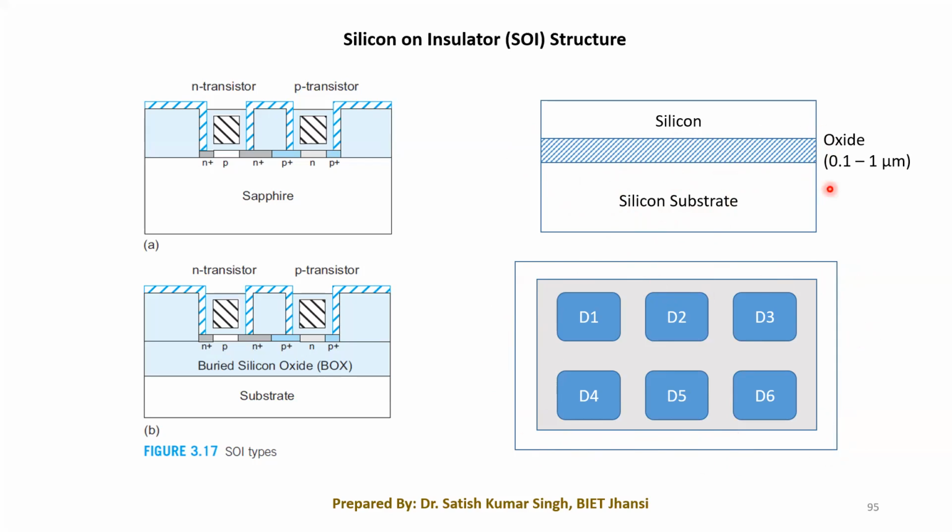Its thickness is about 0.1 to 1 micrometer, and then we have to grow a thin layer of silicon, and within the thin layer of silicon we have to fabricate our devices. So this is the basic structure of our SOI.